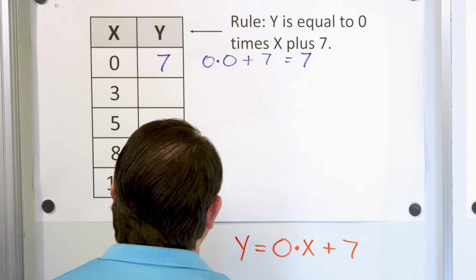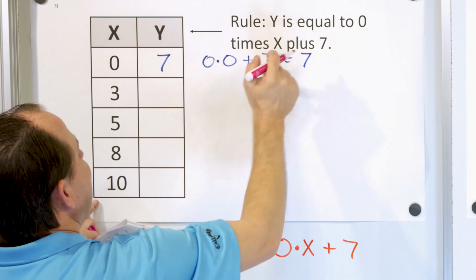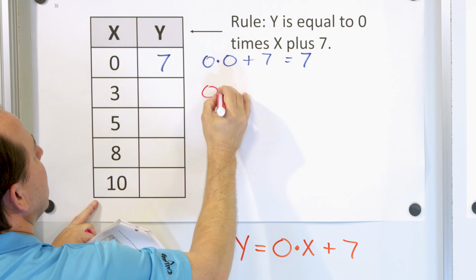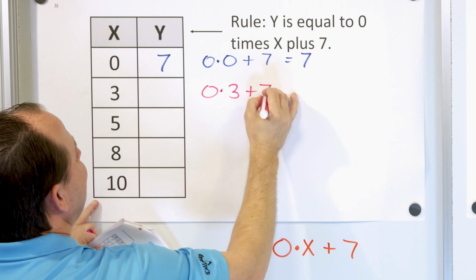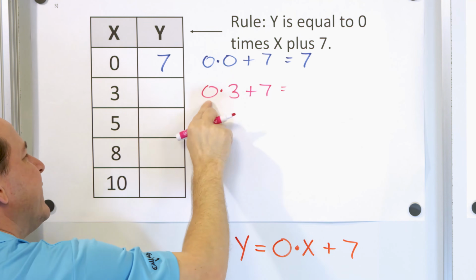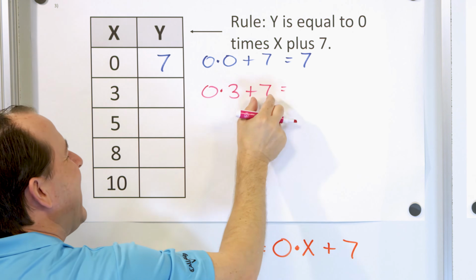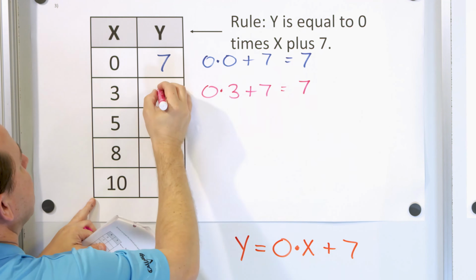All right, next, let's take a look. 0 times x, x is 3. So 0 times 3, then we have to still add 7 to it. But again, 0 times 3 is 0. We take a 0, we add 7, we still get 7.